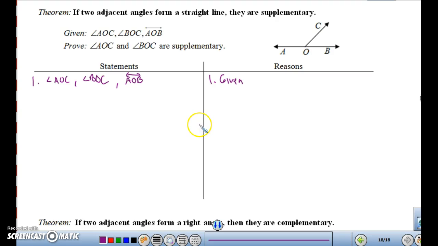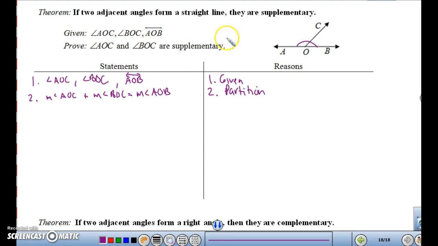Now, what do we know that AOC and BOC add up to? Well, looking at our picture here, doesn't that mean that the measure of AOC plus the measure of angle BOC is equal to the measure of angle AOB? Because doesn't that make a whole equal to the sum of its parts? This plus this gives you that. Well, that is partition. Whole is equal to the sum of its parts.